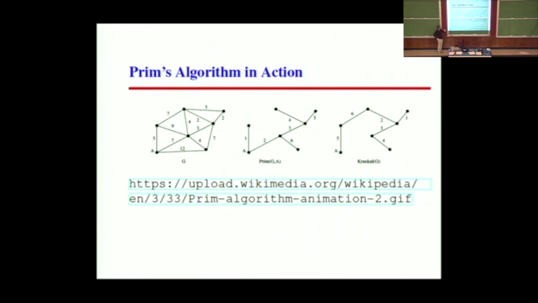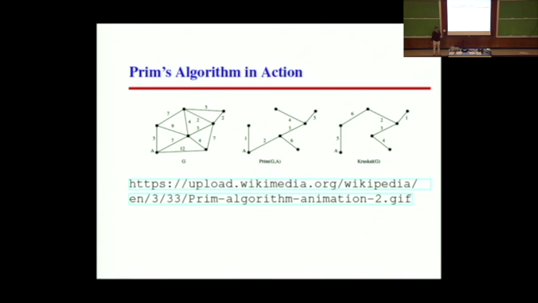Everyone should believe now that this procedure gives me a tree. Everyone should believe that this tree should be kind of low weight, right? Because I was trying to take low weight edges. But nobody should yet believe, except for the fact that it's true, that in fact this is the lowest weight of any possible spanning tree on that graph, okay? Making that claim is going to require a proof, okay? Any questions about that? Any questions about what Prim's algorithm is?